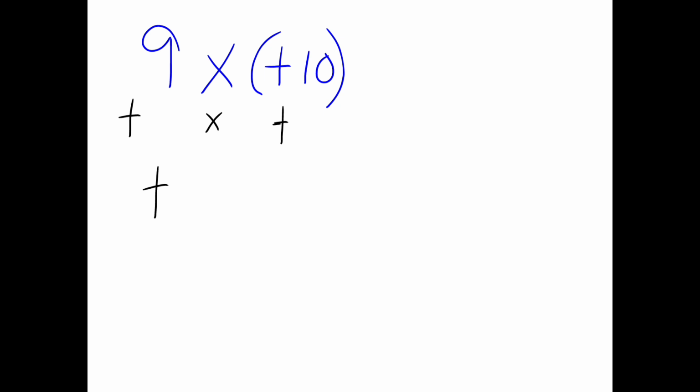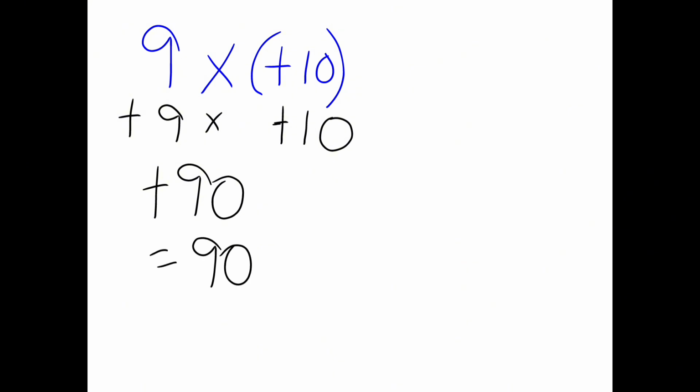9 multiplied by 10 gives us what? 90. So our answer is what? 90. I hope you understand that. It is very easy, right?